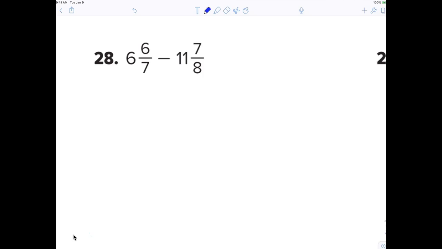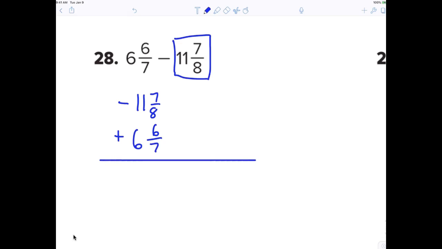Trust me on this. Listen, guys, this is something that's going to help you a bunch. When you're subtracting, always put the bigger whole number on the top. Because eventually we're going to have to borrow. If you don't do that, you're going to mess up the borrowing. You hear me? So I want everybody to write down on their paper 11 7/8 minus 6 6/7. Everybody's got to do that.